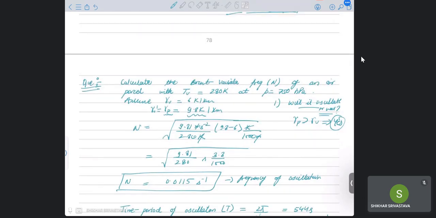Is this clear, the numerical? Yes, sir. Okay.